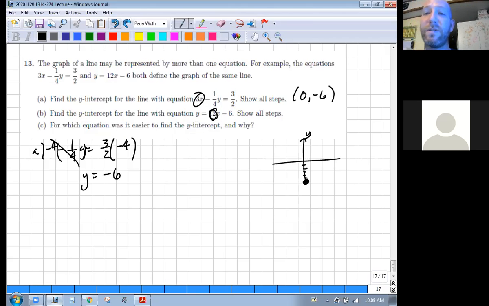For which equation was it easier to find the y-intercept? Well, the second one, of course. That's why we like to put things into slope-intercept form.